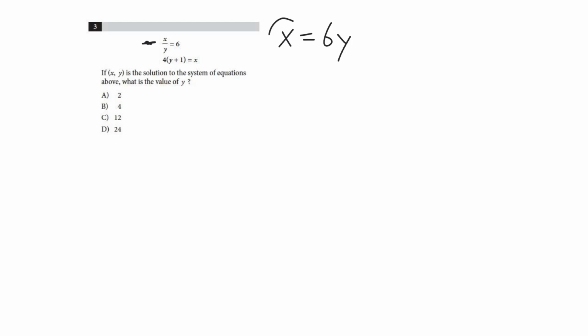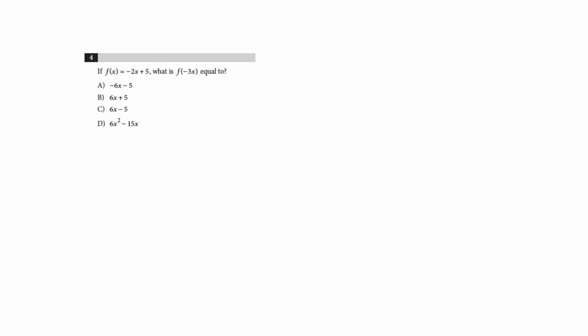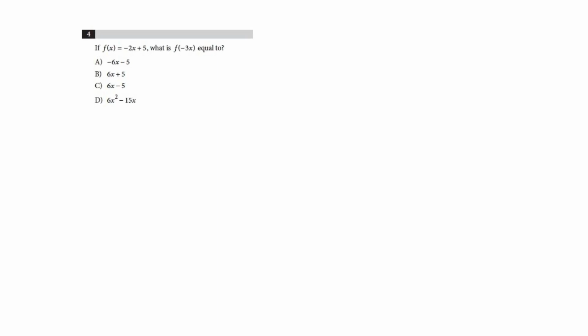Now that I know what x equals, I can substitute that back into my second equation. As I rewrite this, I'm going to distribute, so that's going to be 4y plus 4, and I know that's going to equal x, which is 6y. Subtract 4y from both sides. I get 4 equals 2y, divide by 2, I get y equals 2.